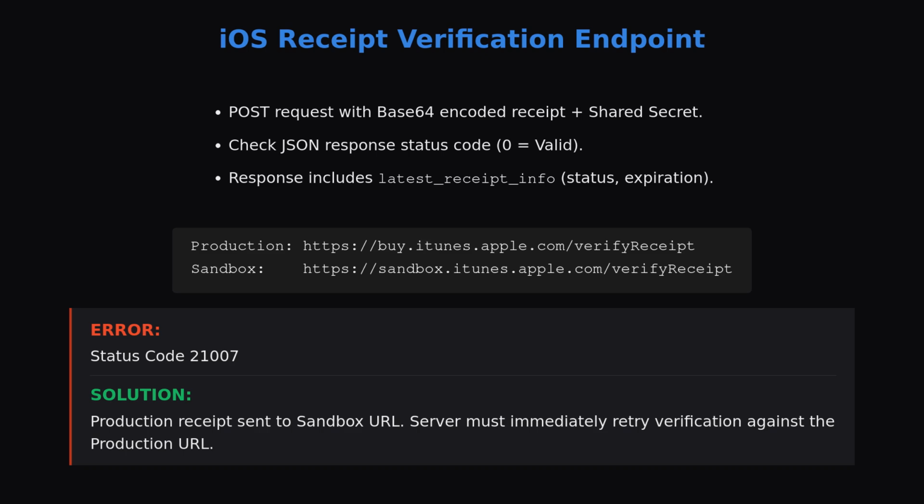Status code 21007 specifically signifies that a production receipt was mistakenly sent to the sandbox environment, requiring the server to immediately retry the request against the production URL. The response payload includes the latest_receipt_info array, which contains the current subscription status and the definitive expiration date.